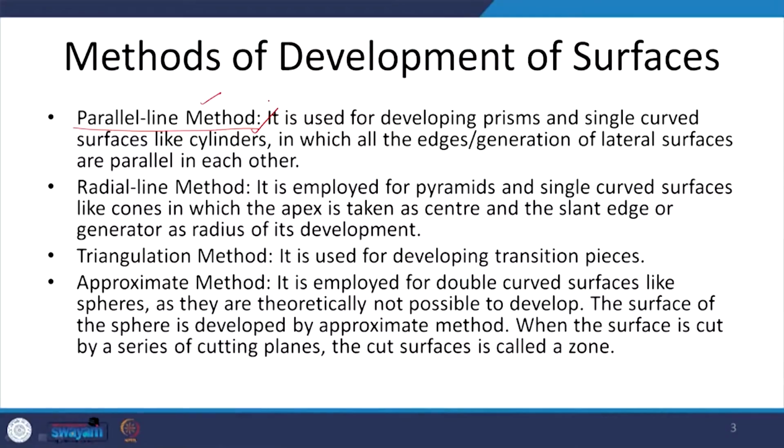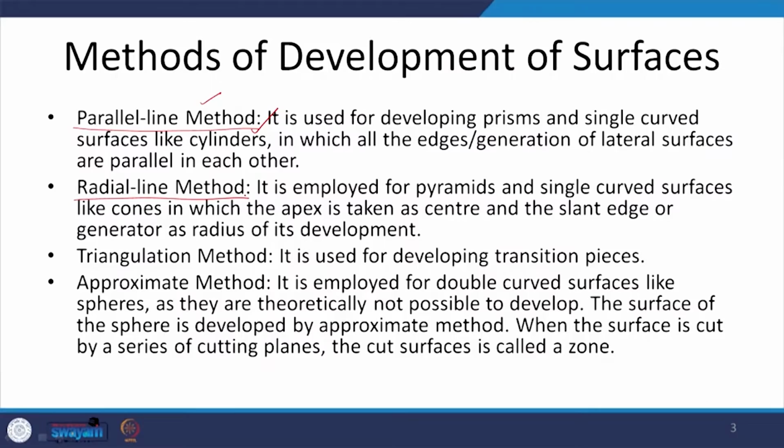That is the parallel line method. So all prisms and single curved surfaces like a cylinder, which is not converging in a point, will be generated by this parallel line method just as I have shown. The other is the radial line method, where the solid is converging in the apex.